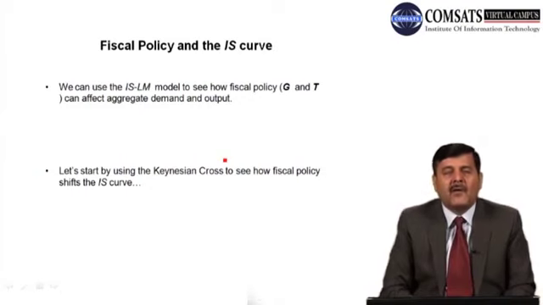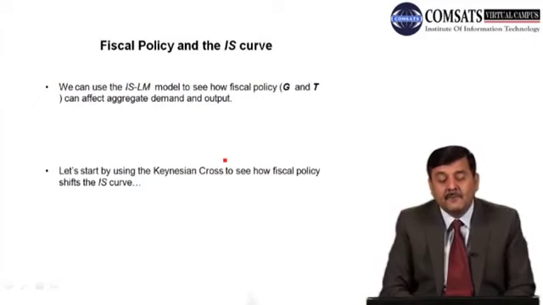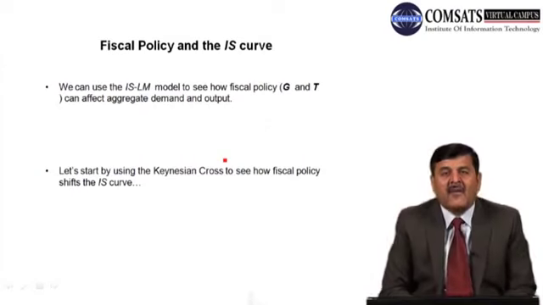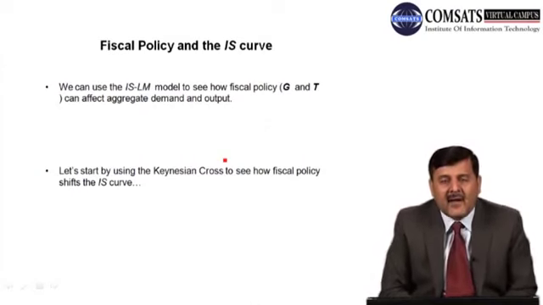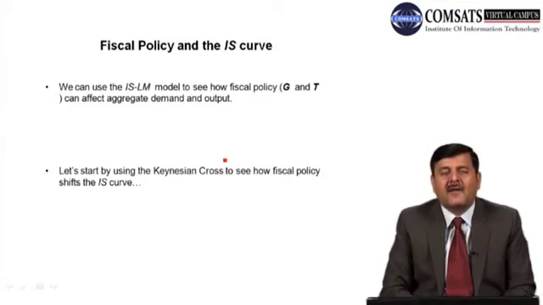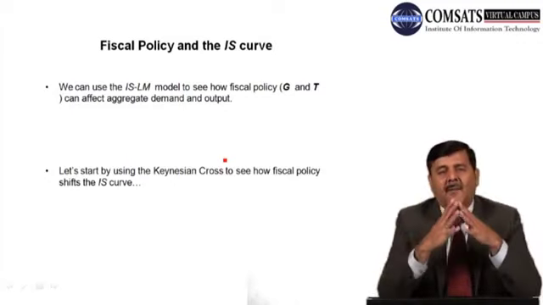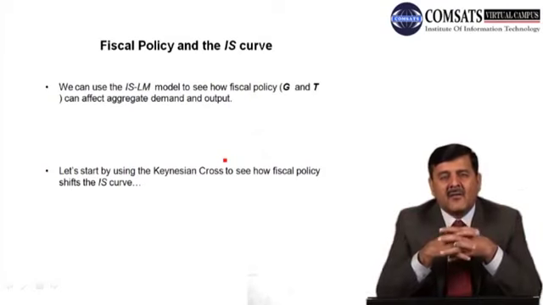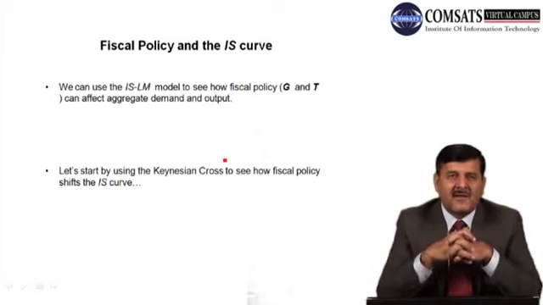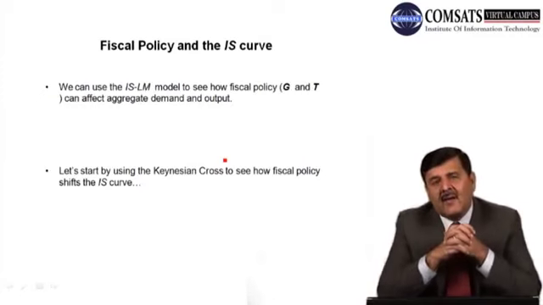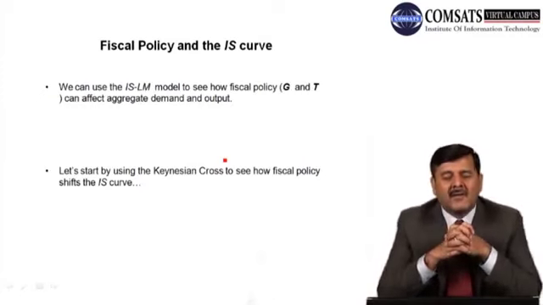So for this purpose we will be using the IS and LM model to see how fiscal policy variables, which are government expenditure and taxes, can affect aggregate demand and output in the economy. Since we are going to discuss the LM curve in the next class, today we will only draw the IS curve and see how the IS curve is affected by fiscal policy. Then when we discuss the LM curve we'll bring these together and see how changes in government expenditure and changes in taxes affect the level of income and output in the economy.